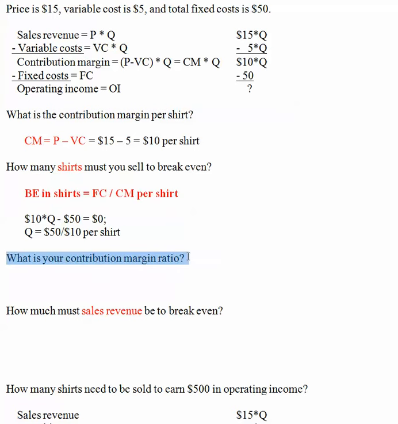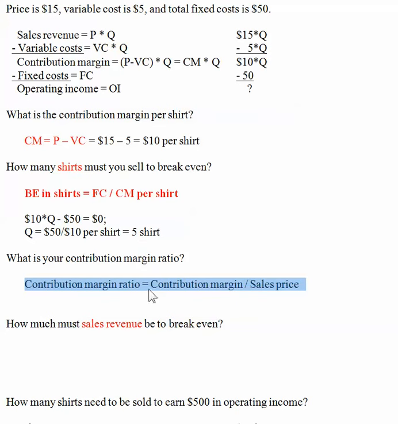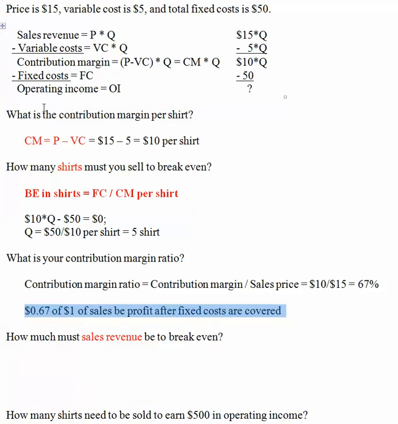Oh sorry, 5 shirts is what your answer is. Another way to express this is your contribution margin ratio. What you do is you take your contribution margin, which is your $10 per unit, divided by your sales price of $15 to get a ratio, and that is 67%. So the way you can interpret that is, for every dollar of sales, 67 cents goes to covering your fixed costs and hopefully leading you to profit.